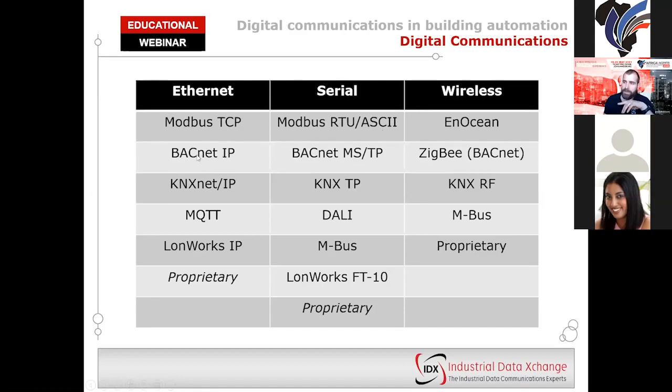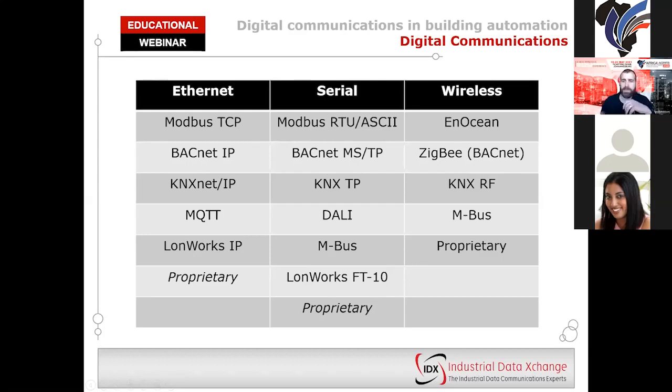And what you'll notice is a lot of the times the names are repeated across all the different categories, and that's true. Something like BACnet could have an Ethernet-based standard, it could have a serial-based standard, and it could even have a wireless-based standard, depending on what you want to do, but it's still the same language, it's just using a different method to communicate.